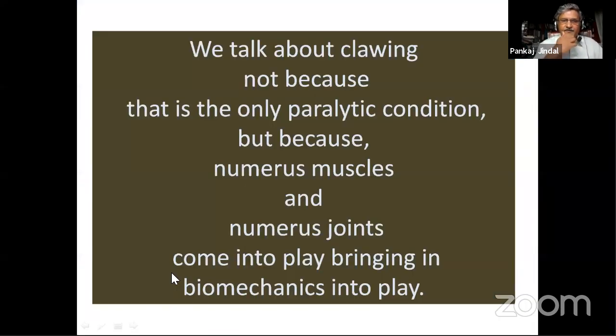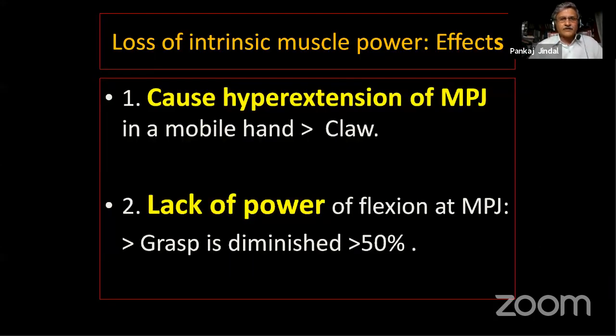I'll deal with it further, but important to know, we talk about clawing not because that is the only paralytic condition, but because numerous muscles and numerous joints come into play, bringing the biomechanics into play. So there are other conditions also, but this is relatively more complicated, and therefore we talk about this in greater detail here. So what happens when you have an intrinsic paralysis?